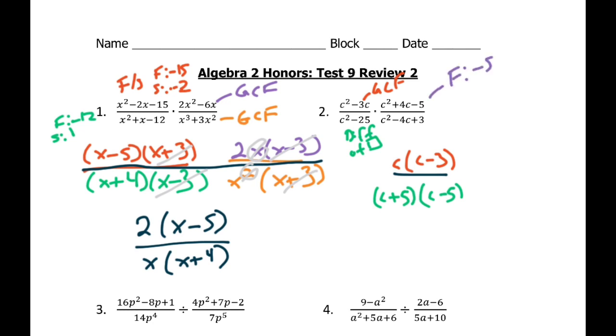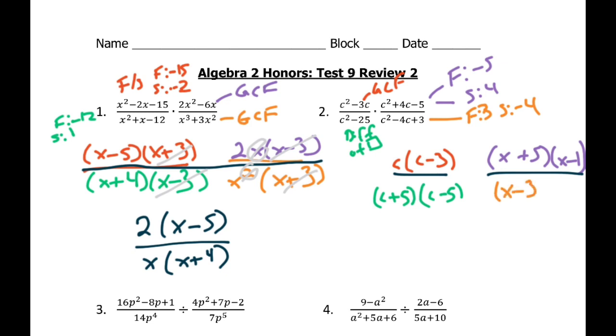Top right is a factor sum, so factors of negative 5 with a sum of 4. So that would be positive 5 and negative 1. And then the bottom right again is a factor sum, factors of 3 that have a sum of negative 4 would be negative 3. And again, these should all be C's. Just ignore the fact that I'm making X's. C.